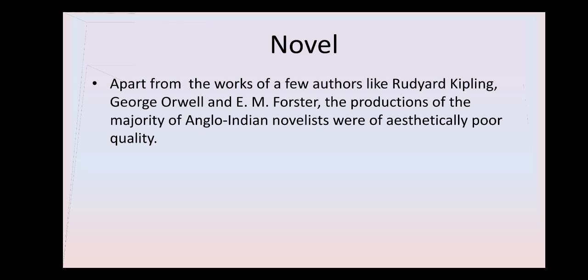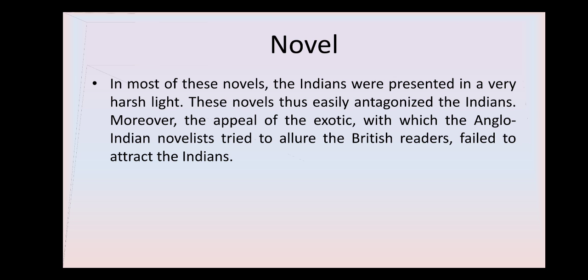Now, when we talk of Kipling and Forster, we talk of novel. And we notice that apart from the works of a few authors like Kipling and Orwell and Forster, the productions of the majority of Anglo-Indian novelists were of aesthetically poor quality, and hence it perished very soon from the scene. Because we notice that in most of these novels, the details could not attract too many readers of the English scene.